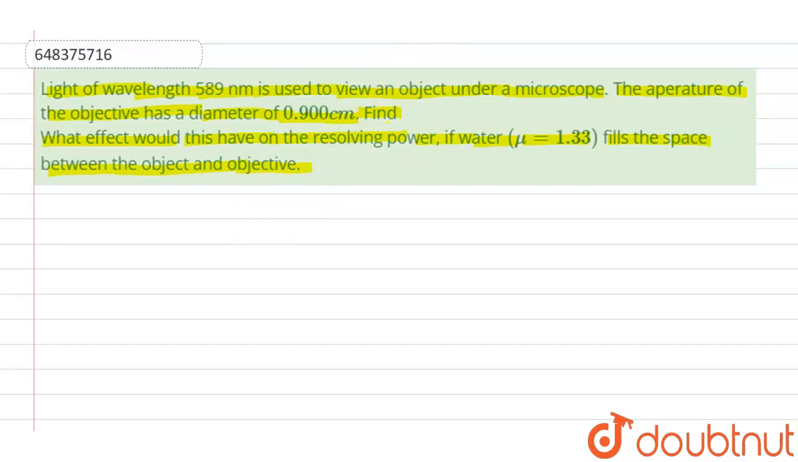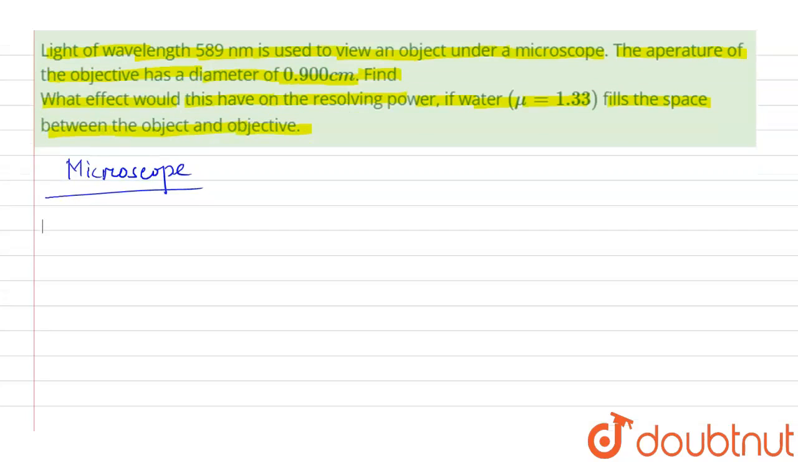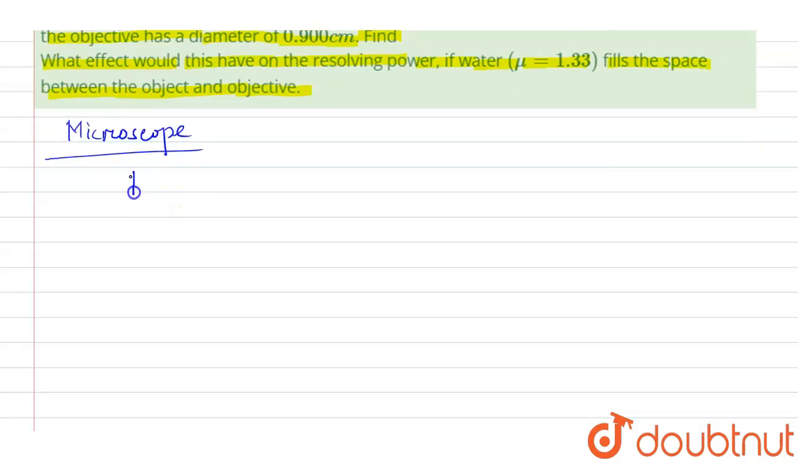We know the resolving power of a microscope, that is R. So we can write here, microscope: resolving power R equal to 2 mu sin theta by lambda. So here R equal to resolving power.